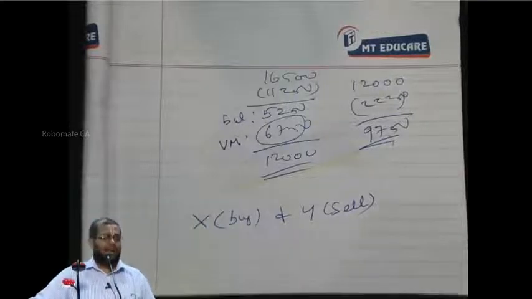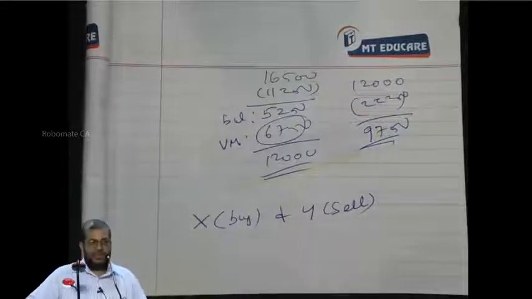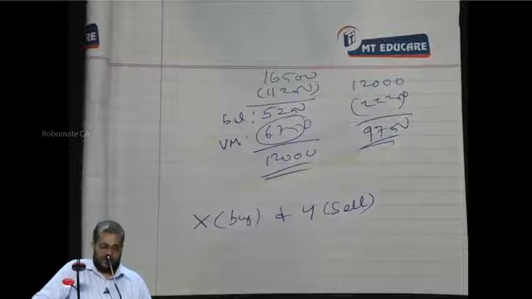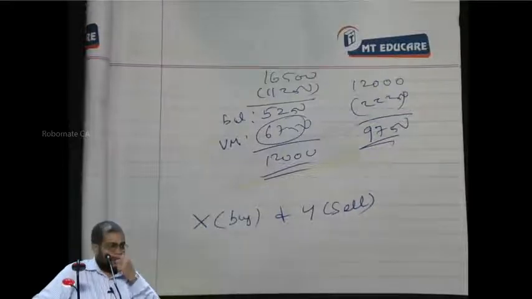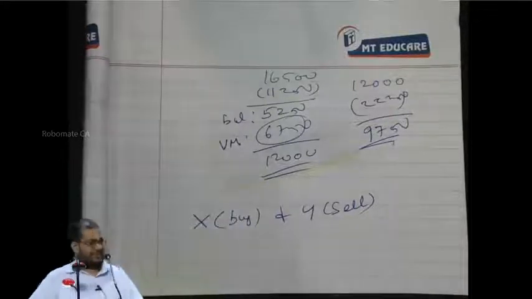This is determined using the concept called VAR. In bracket write value at risk, bracket close.